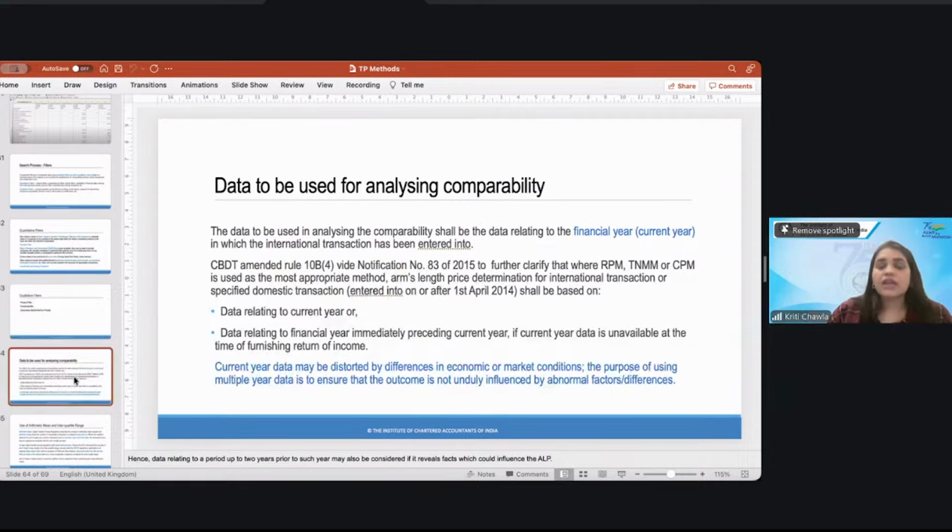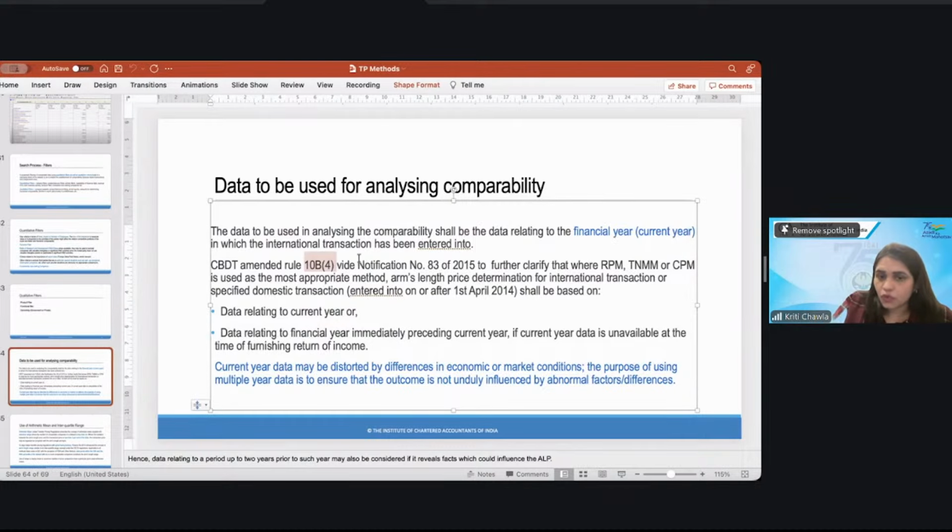How do you do that? Well, CBDT came up with Rule 10B(4), and they came up with this Notification 83 of 2015. They basically said that where you're using the RPM, TNMM, or CPM, so resale price method, TNMM, or the cost plus method as the most appropriate method, then you can use multiple year data. You can use 3 years of data and then come up with a weighted average.